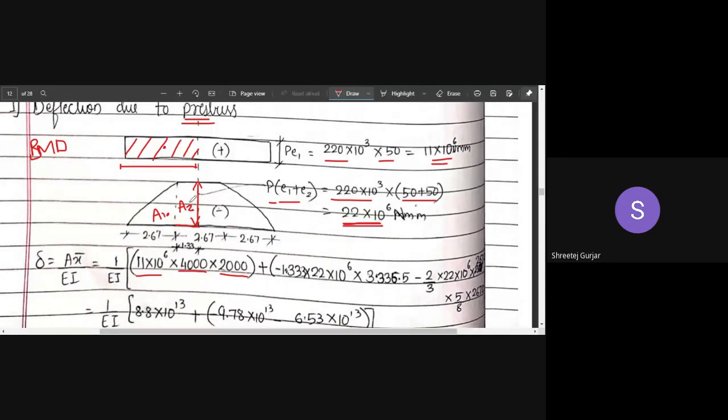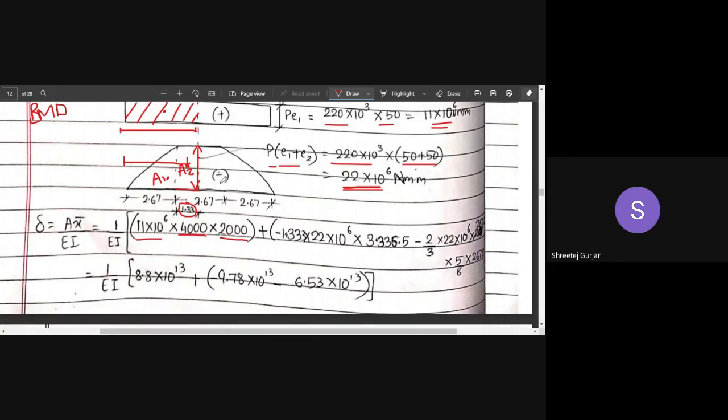And centroid is over here. What is this distance now? It is 2.67, 2.67 plus 1.33 plus 1.33. So this is how you can calculate the area. Both of these areas are to be calculated as negative, so we have written negative over here. You can observe negative and negative. So this is how you can calculate the area for this particular BMD.